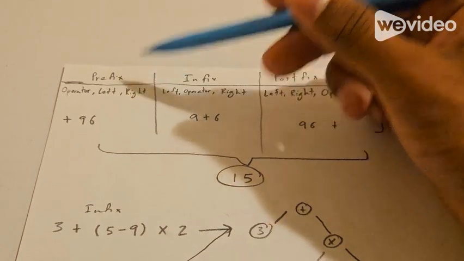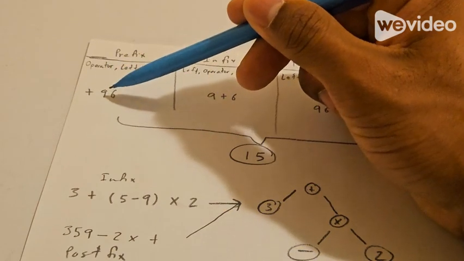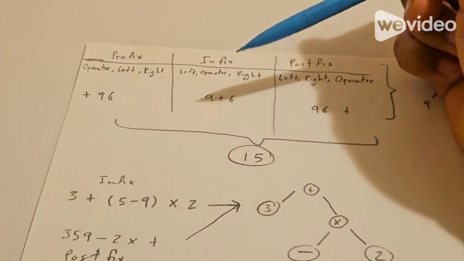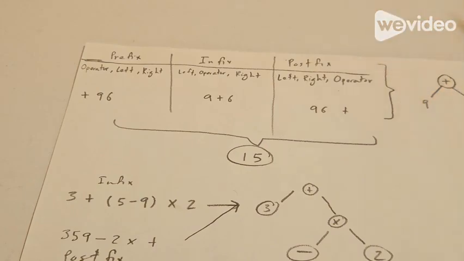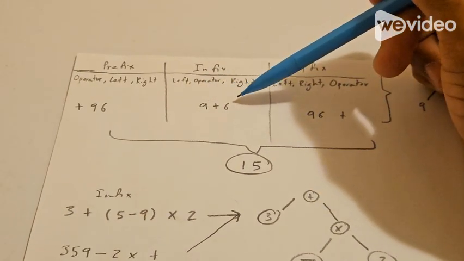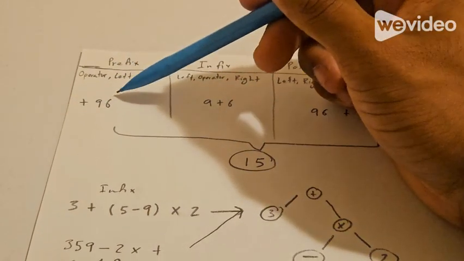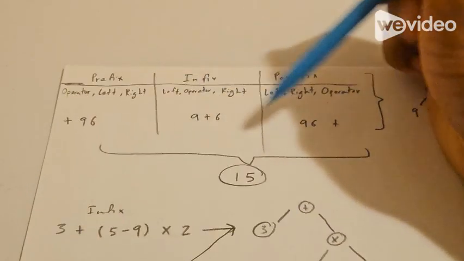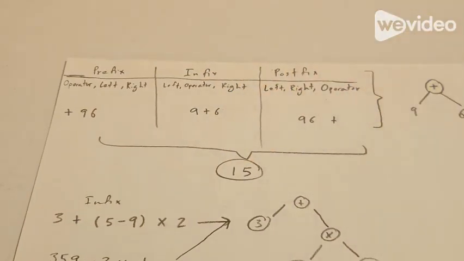Prefix notation is when the operator comes before its operands. Infix notation, the operation in between the operands. For example, if you take the infix equation of 9 plus 6, which is an expression, in prefix it would be plus 9, 6, in postfix it is 9, 6 plus, but all three of these equate to 15.